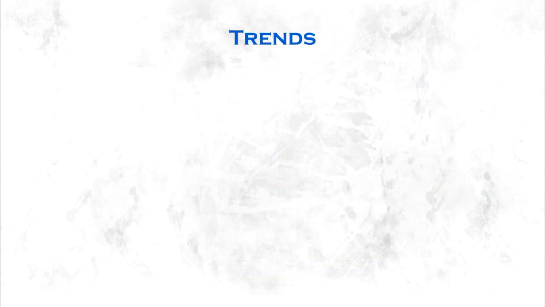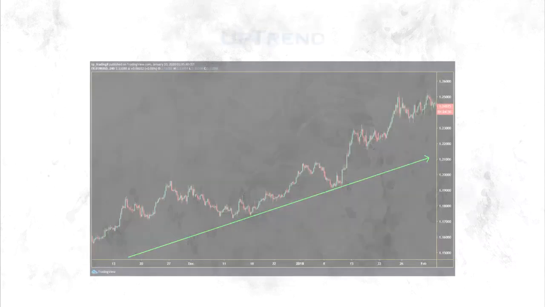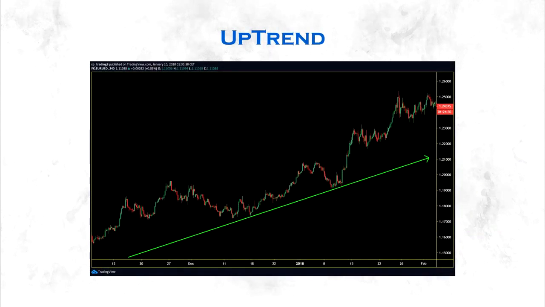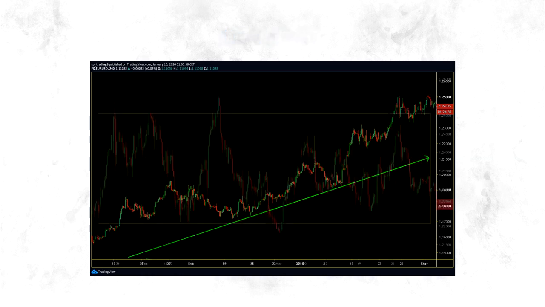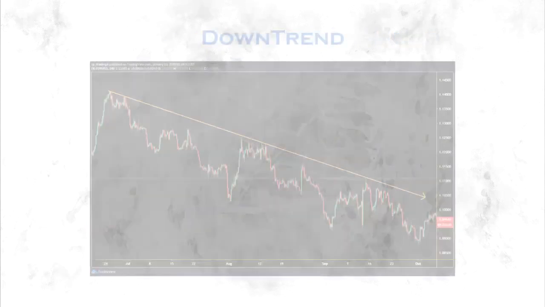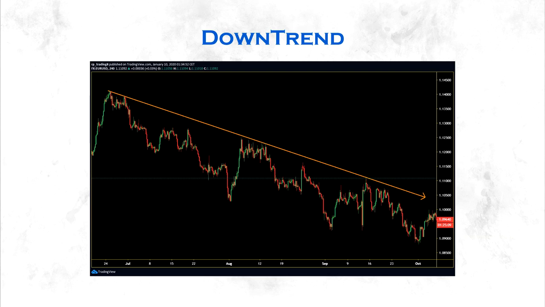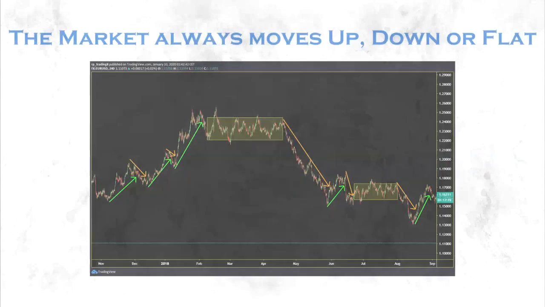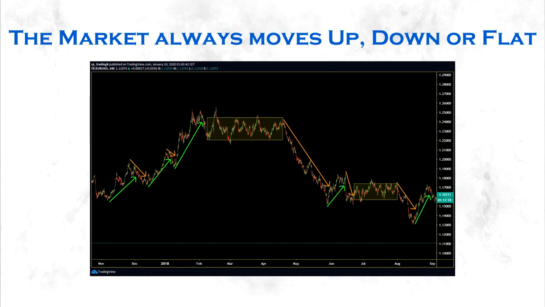Next thing I want to talk about is trends. We are going to talk more about trends in the market structure lesson in this course, but let me give you the absolute basics about trends. If the market is moving upwards, we call it uptrend, and it looks like that. If the market is moving sideways, we call it flat or consolidation or range, and it looks like that. If the market is moving downwards, we call it downtrend, and it looks like that. The market is always moving in these three different trends: up, down or sideways.